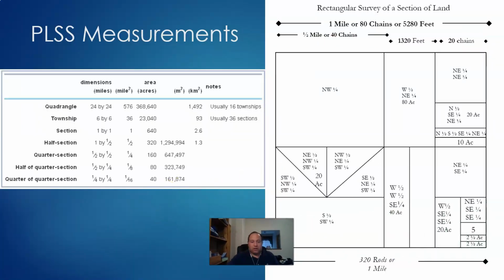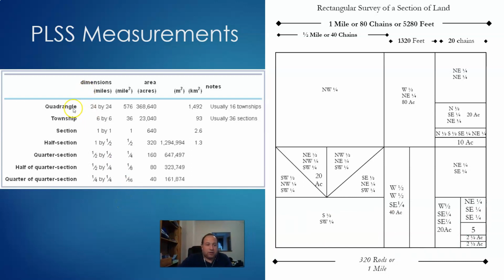Just going over some other ideas again. Quadrangle is the same as saying a tract. By some definitions, you'll hear quadrangle or tract, 24 miles by 24 miles. Township, 6 miles by 6 miles. Section, 1 mile by 1 mile. And then half section, half of a quarter, quarter of a quarter, and so on. We can see our mileage, our square mileage, our acreage, and even meters squared and kilometers squared. And here's another look at both the lengths and the areas involved in these different ways of cutting up these areas.